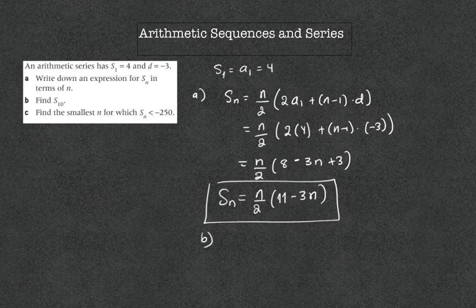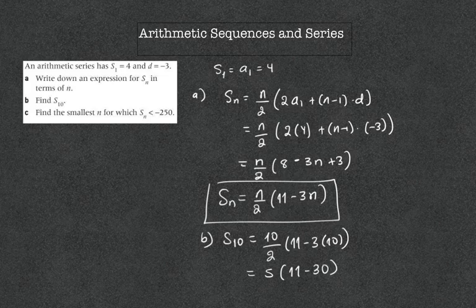B says find S10. S10 is the substitution of n with 10 into the formula. So 10 over 2, 11 minus 3 times 10. And this is 5, 11 minus 30. And this is equal to minus 95.